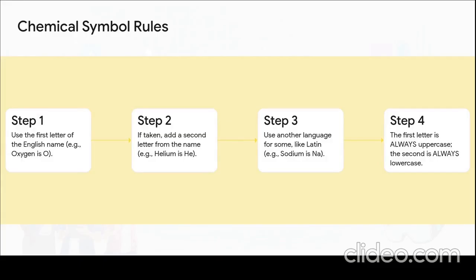Rule 1, you take the first letter of the name. So oxygen becomes O. Easy enough. But wait, what if another element starts with O? That's rule 2. If the first letter's taken, you add a second letter from the name. That's why helium is He, not just H. Rule 3 is for the weird ones. Their symbols come from old Latin names. It's why sodium is Na. And the last rule, the golden rule, the first letter is always a capital and the second is always lowercase. And boom, you've got a universal language for chemistry.